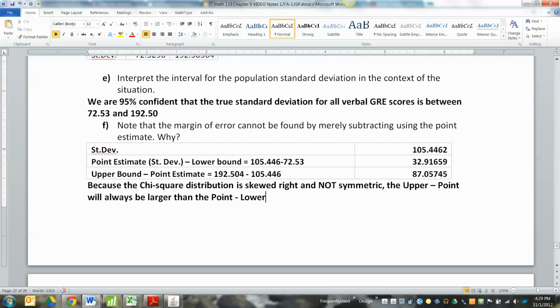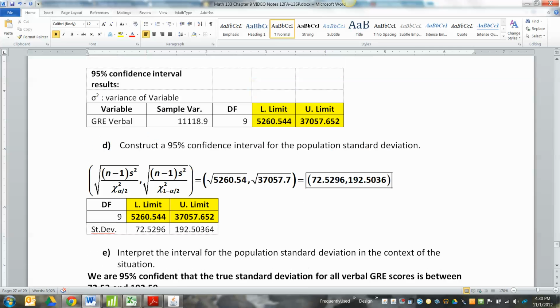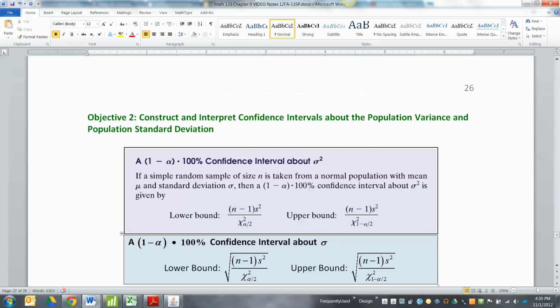Because the chi-square distribution is skewed right, this number between the upper and the point estimate will always be larger than the one between the point estimate and the lower. Well, it's not really the middle, that's kind of the problem. Point estimate, which is the standard deviation, minus the lower. They'll never be the same, and it has to do with the fact that it's skewed right, causing this upper part to be bigger than this lower part. Which is why we can't do what we did before with making a confidence interval. This isn't a plus or minus thing.